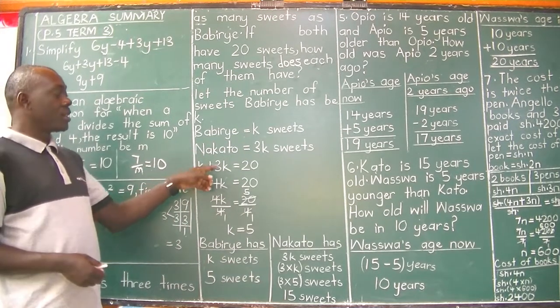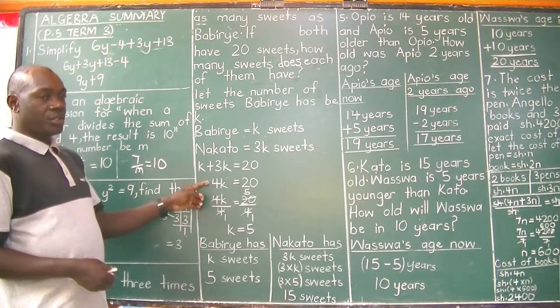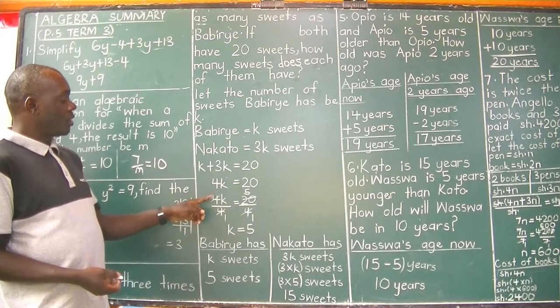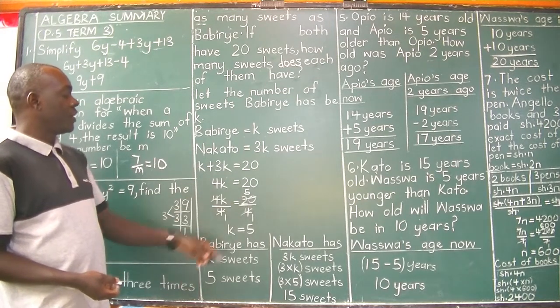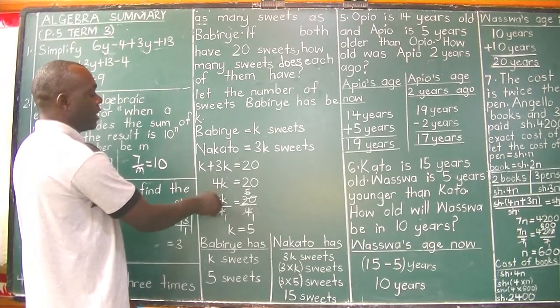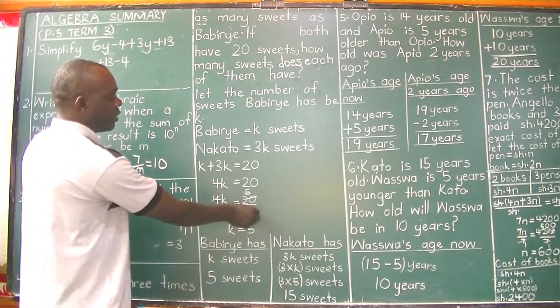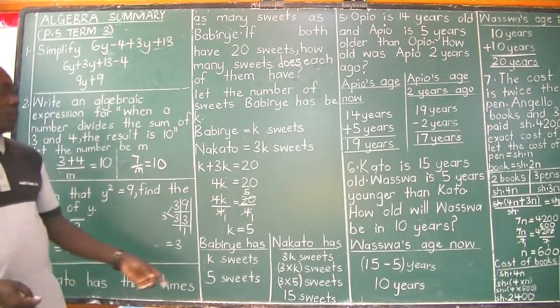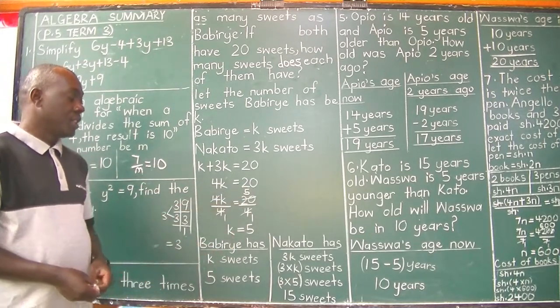where this is a single K plus 3K, you get 4K. So 4K is equal to 20, and now we divide both sides by 4, where 4K divided by 4 is equal to 20 divided by 4. So 4K divided by 4, you get K, and then divide 20 by 4 to get 5, so the K value is 5.